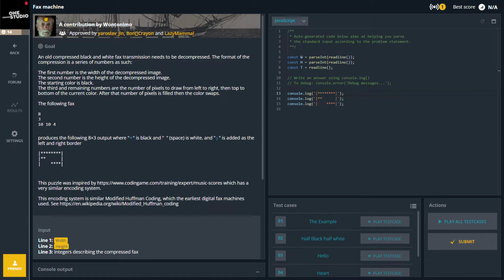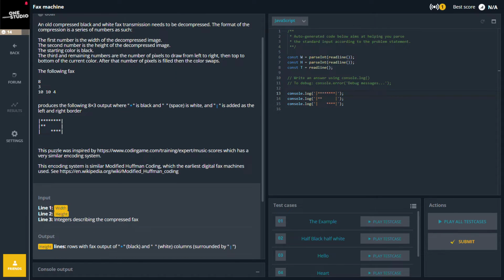Fax machine. An old compressed black and white fax transmission needs to be decompressed. The format of the compression is a series of numbers. As such, the first number is the width of the decompressed image. The second number is the height of the decompressed image. The starting color is black.